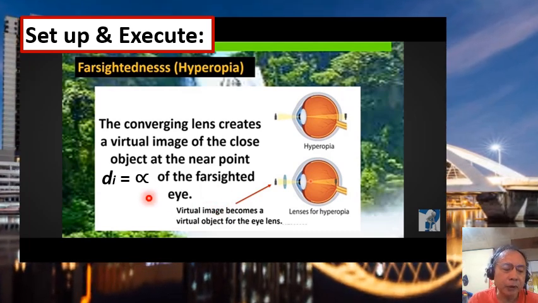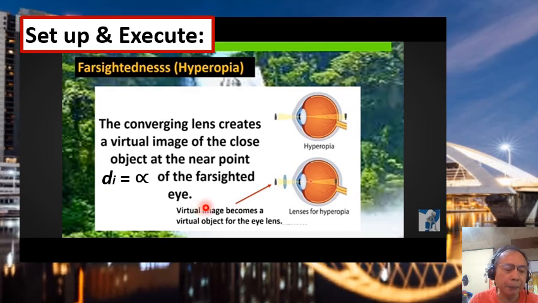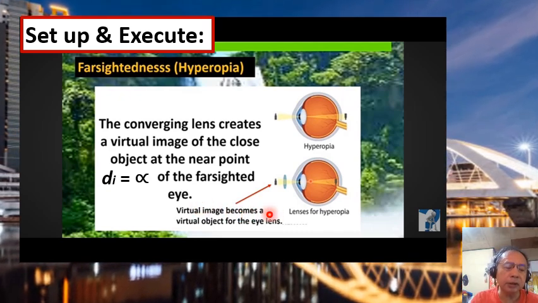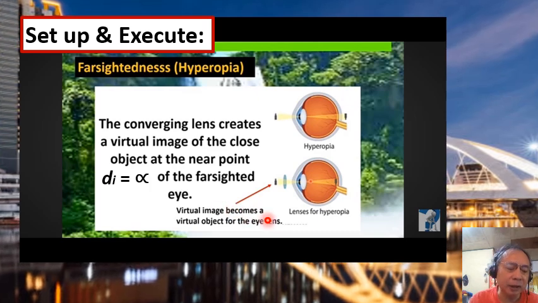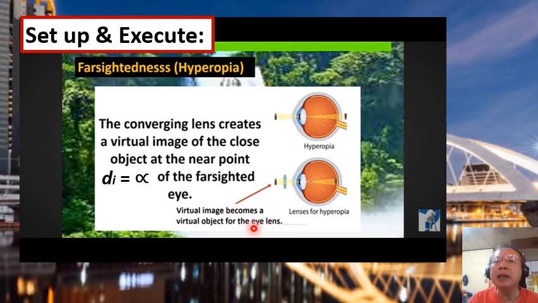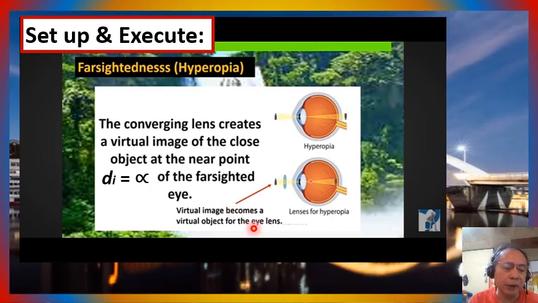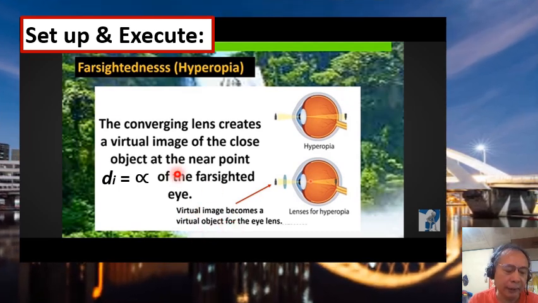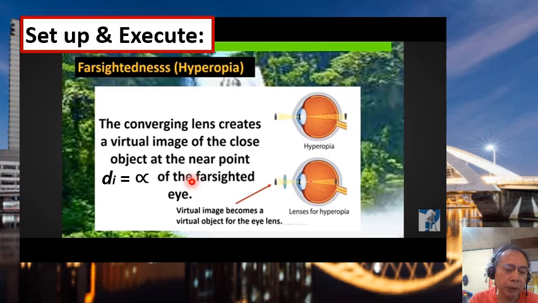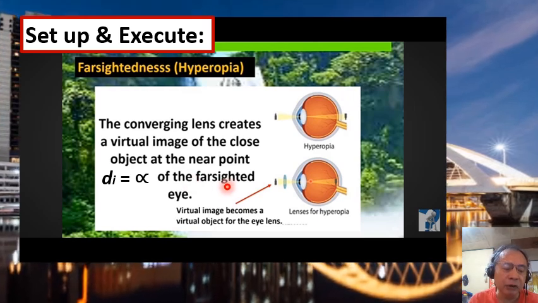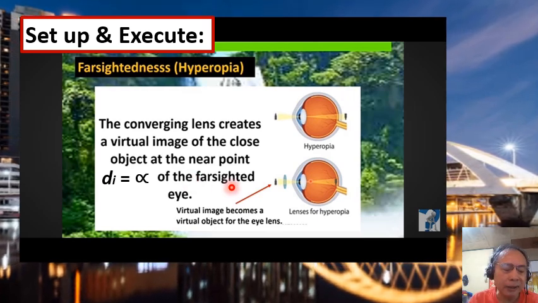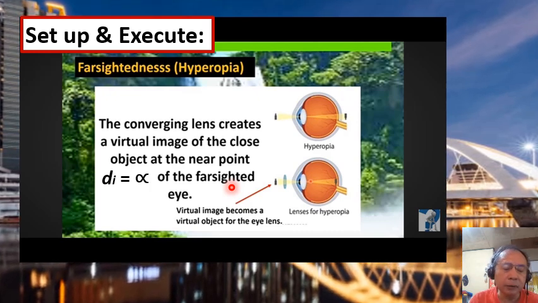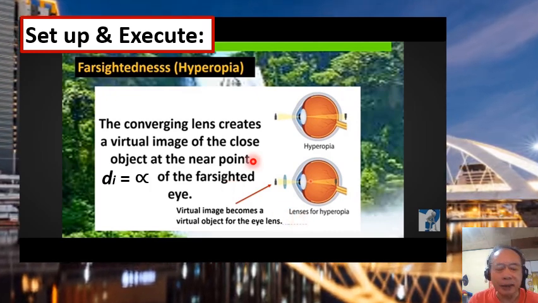All right. So the virtual image that is formed by the converging lens becomes the virtual object of the eye lens. All right. So the eye lens now forms the sharp real image on the plane of the retina.